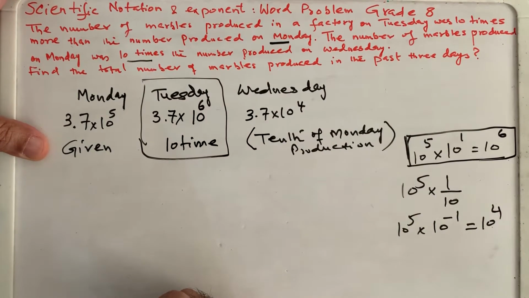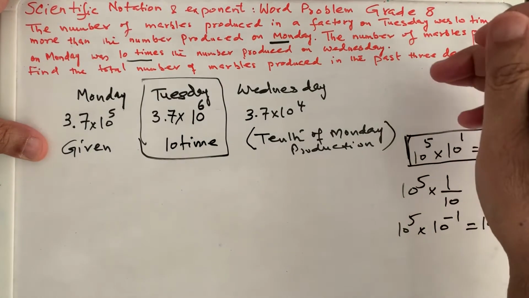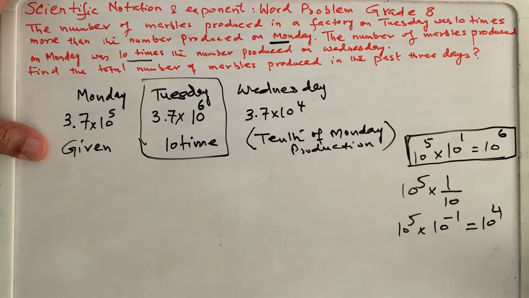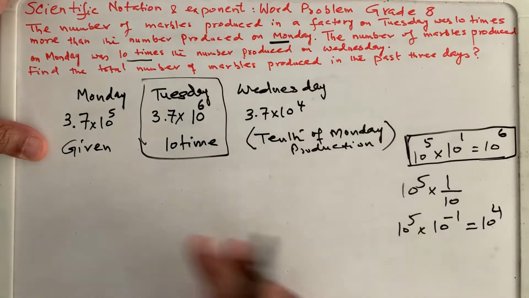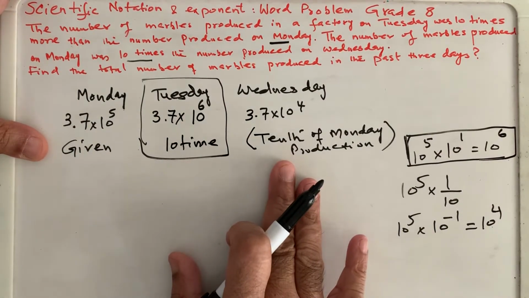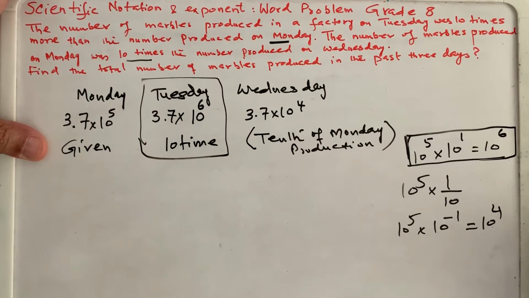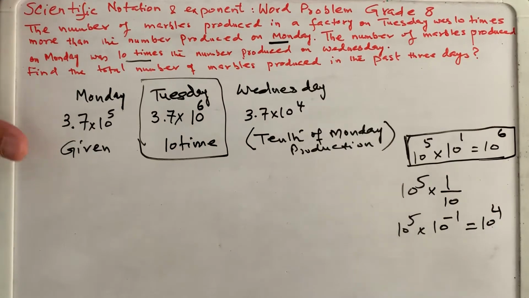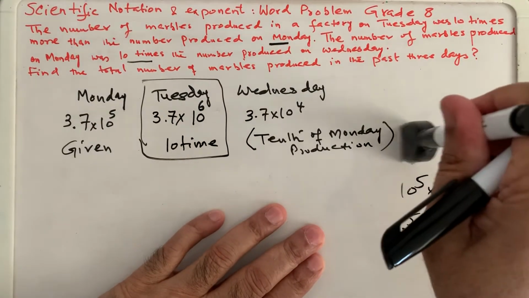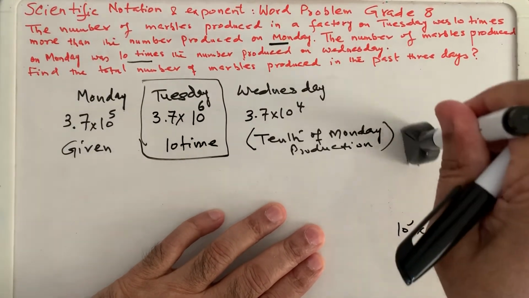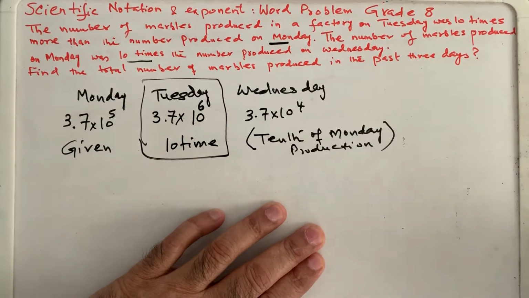So these are the 3 days of production related in this word problem. Now the question is saying, find the total number of marbles produced in the past 3 days. That means we have to add all these 3 productions to get the total number of marbles produced in the 3 days. So the best way of dealing with this question is to understand this. Hope that you understand this. I will revise the whole procedure at the end of the question again.